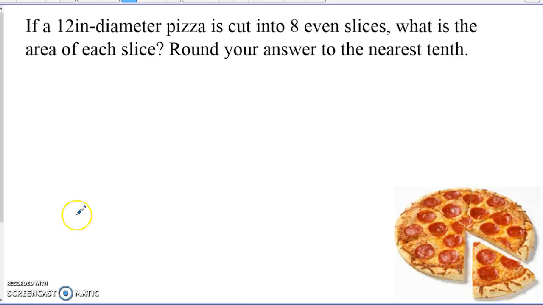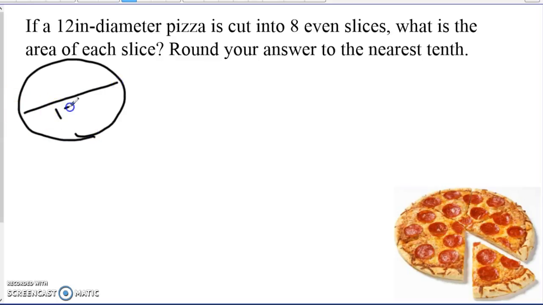And then let's look at this one. You have a 12-inch diameter pizza cut into 8 even slices. What's the area of each slice? So it kind of looks like this pizza down here. The diameter of your pizza is 12 inches. So since it's area, I'm really going to want the radius. So the radius is 6.